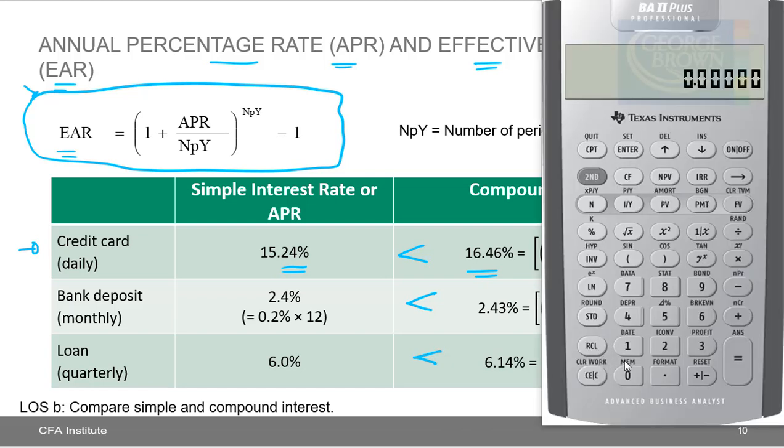Again, you don't need to do the calculations, but I'll just bring up my calculator here to show you. So in the numerator, it's 0.1524. Okay, that's the APR. We're going to divide by 365. Okay, we're going to add the 1. And then we're going to do y to the x, 365, and we minus 1, and you can see 0.16459. If we multiply that by 100 to make a nice round number, you can see that we've got 16.4589, which is rounding to this 16.46%.